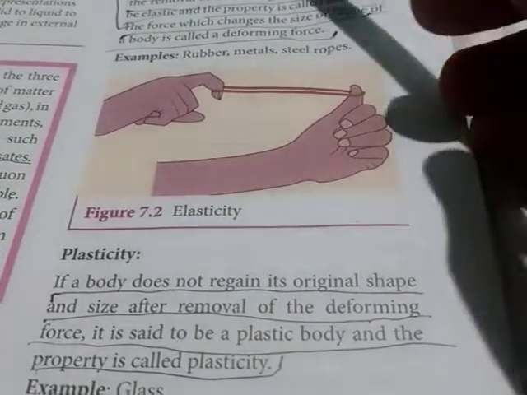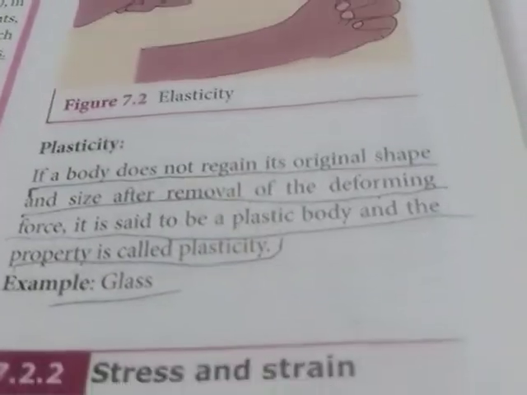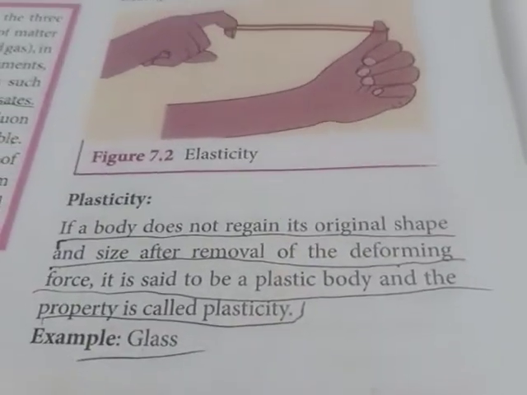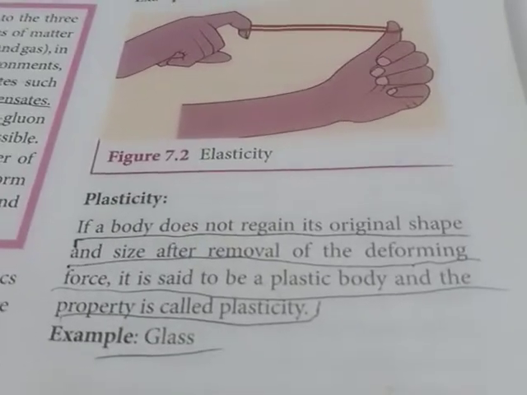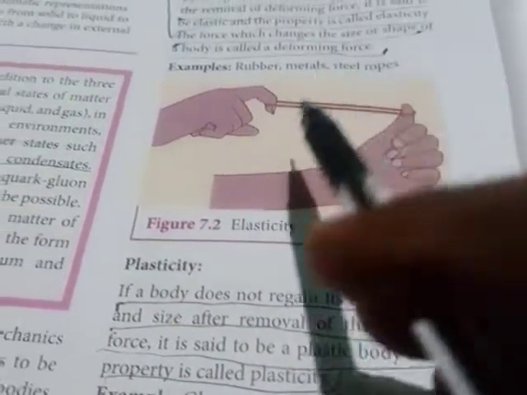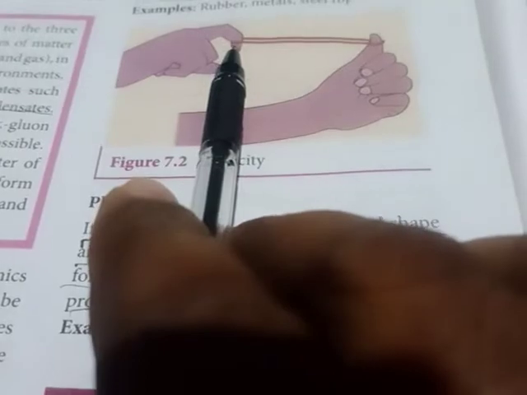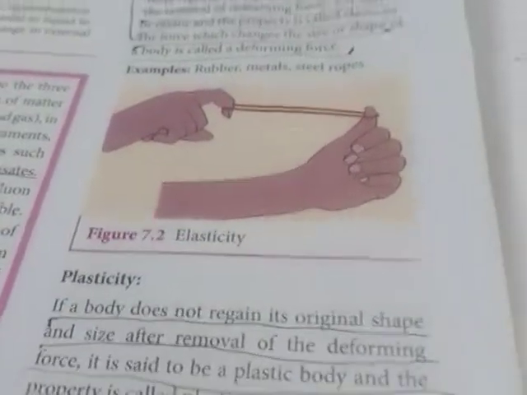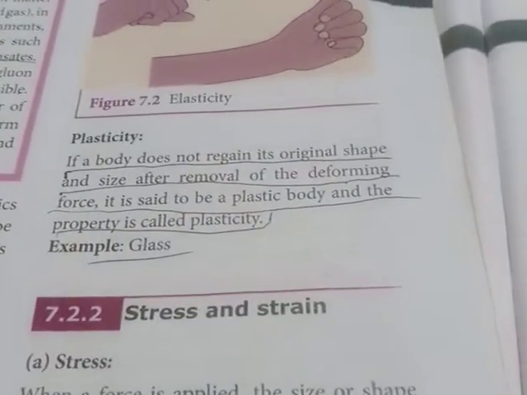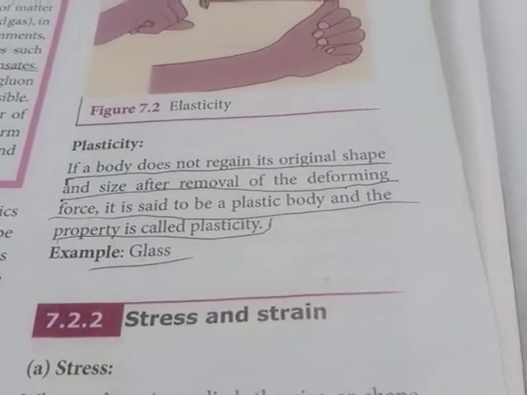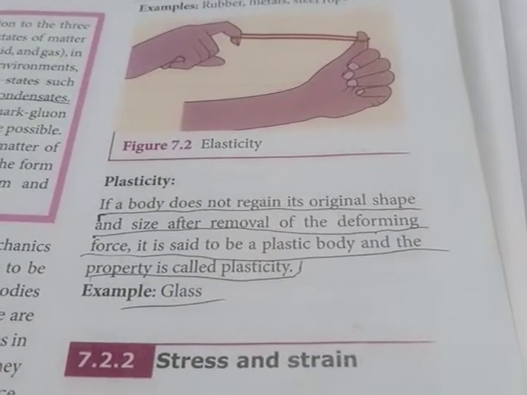Now the same thing happens when we remove the deforming force also. When we remove the deforming force, what is happening? The interatomic force of attraction or repulsion restores the atoms to their equilibrium position. So what I said is, when you apply the deforming force on this rubber band, it stretches and the atoms are pulled apart. When you leave this deforming force, the atoms are pushed closer. So you can say that this body is regaining its original shape and size once we remove the deforming force.